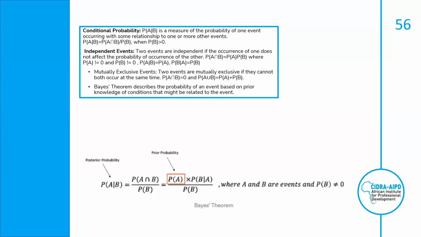Mutually exclusive events. Two events are mutually exclusive if they cannot both occur at the same time. Bayes' theorem describes the probability of an event based on prior knowledge of conditions that might be related to the event.